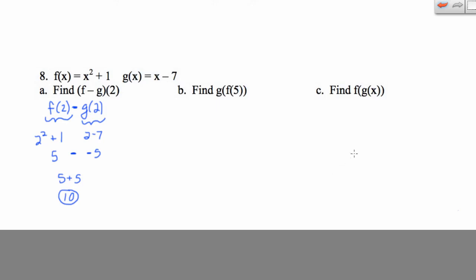Okay. All right. g of f of 5. I like to do this with different colors. Helps me keep things straight. I'm going to use my g as blue and my f as orange. So when you're doing a composition function like this, where one function is inside the other one, start with the innermost one first. Find f of 5.